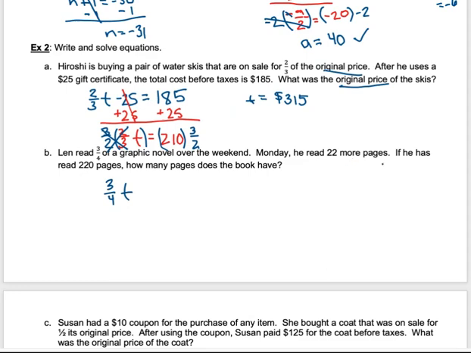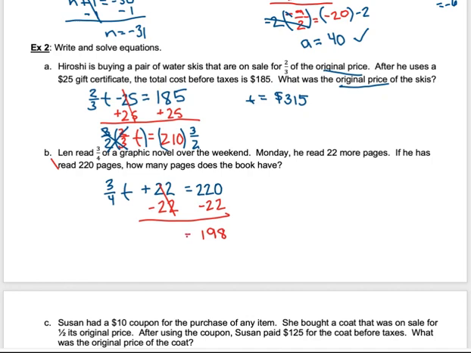Monday, he read 22 more pages. So I'm going to add to that the 22 pages he read on Monday. And then he read a total of 220 pages. So I have an equation here, and I can solve. So what I'm going to do is I'm going to subtract 22. If he didn't read those 22 pages, he would have only read 198 pages of the book.